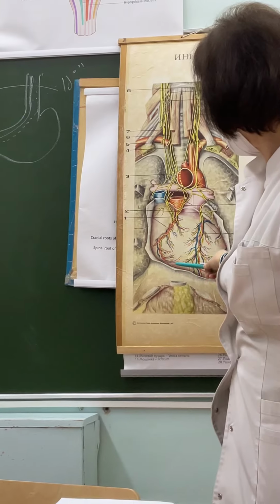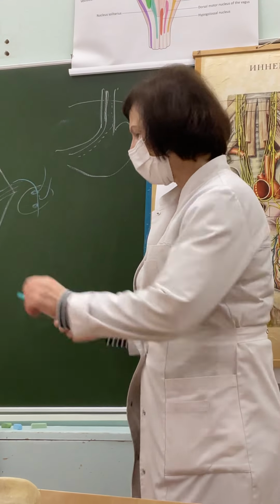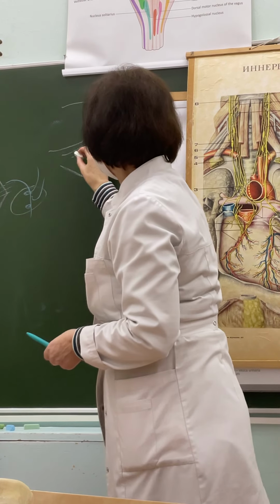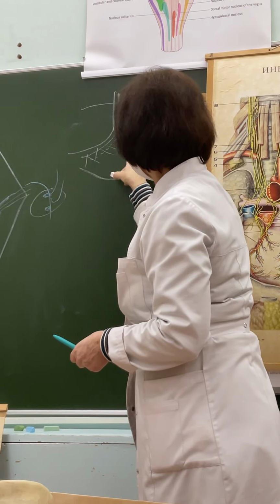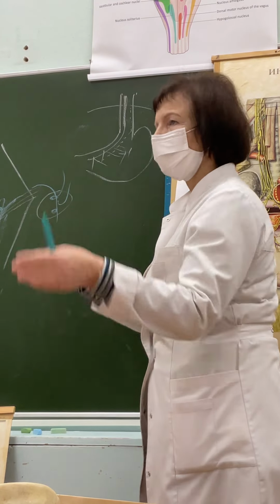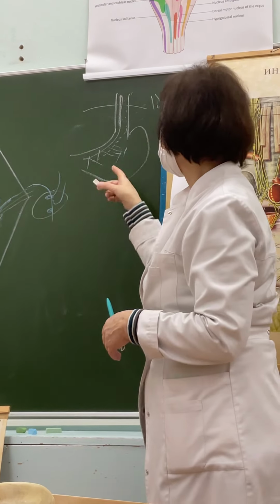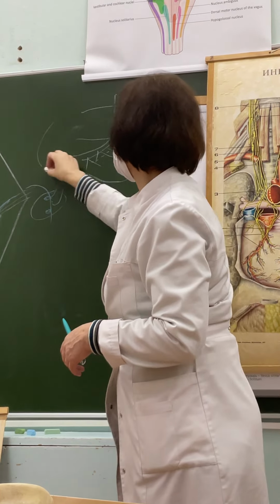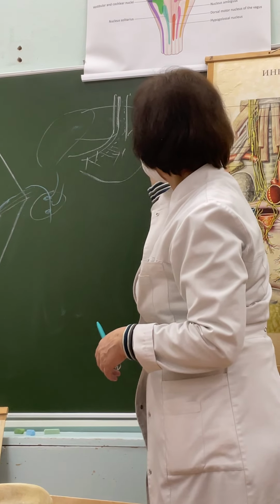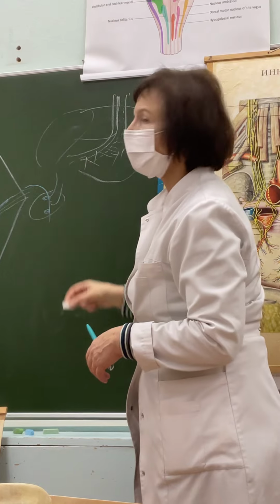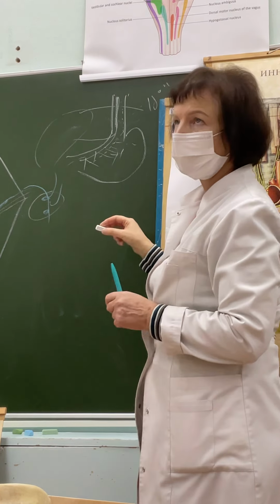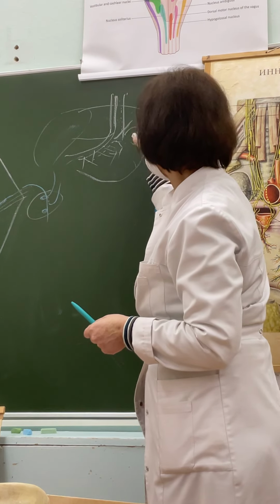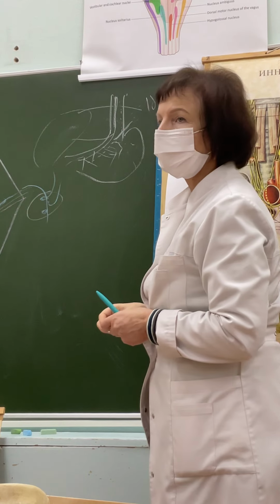Then we have the abdominal part. Here is the anterior vagal trunk, which forms the anterior gastric plexus on the anterior wall of the stomach. The posterior trunk will form the posterior gastric plexus on the posterior surface. Besides, the anterior trunk will give hepatic branches to the liver. The posterior will give branches to the kidneys. And what is very important is that the posterior vagal trunk gives branches to the celiac plexus. Celiac plexus, what is that?